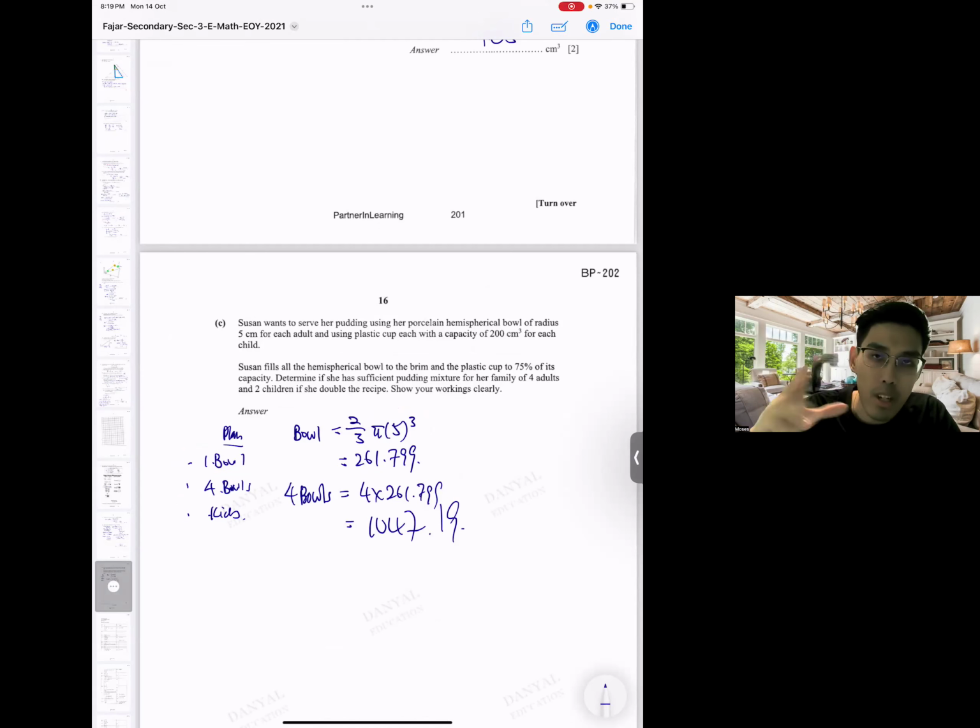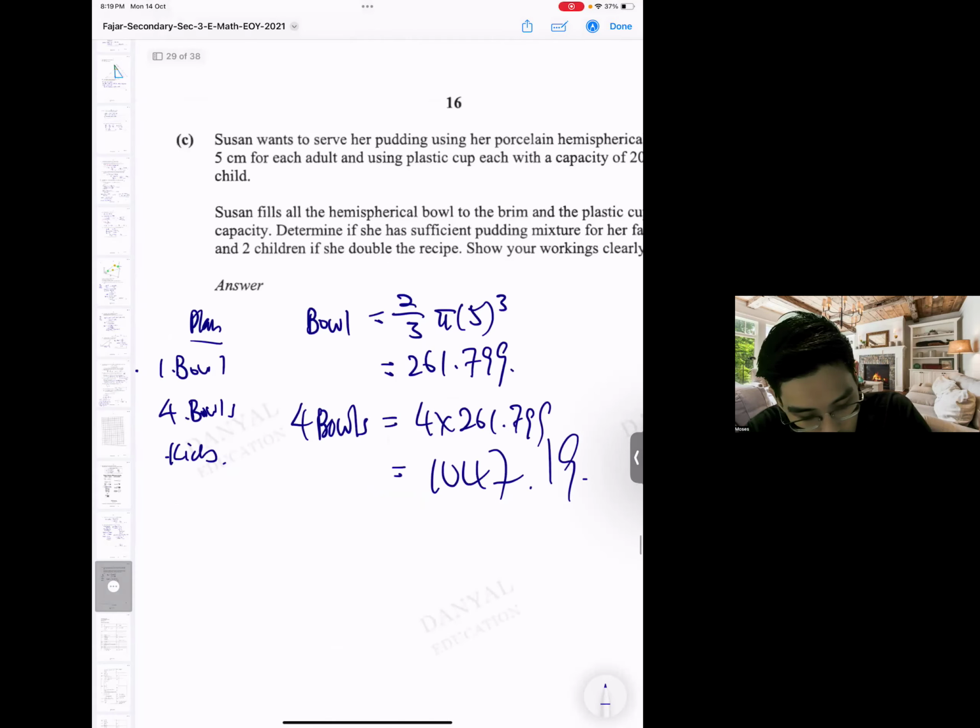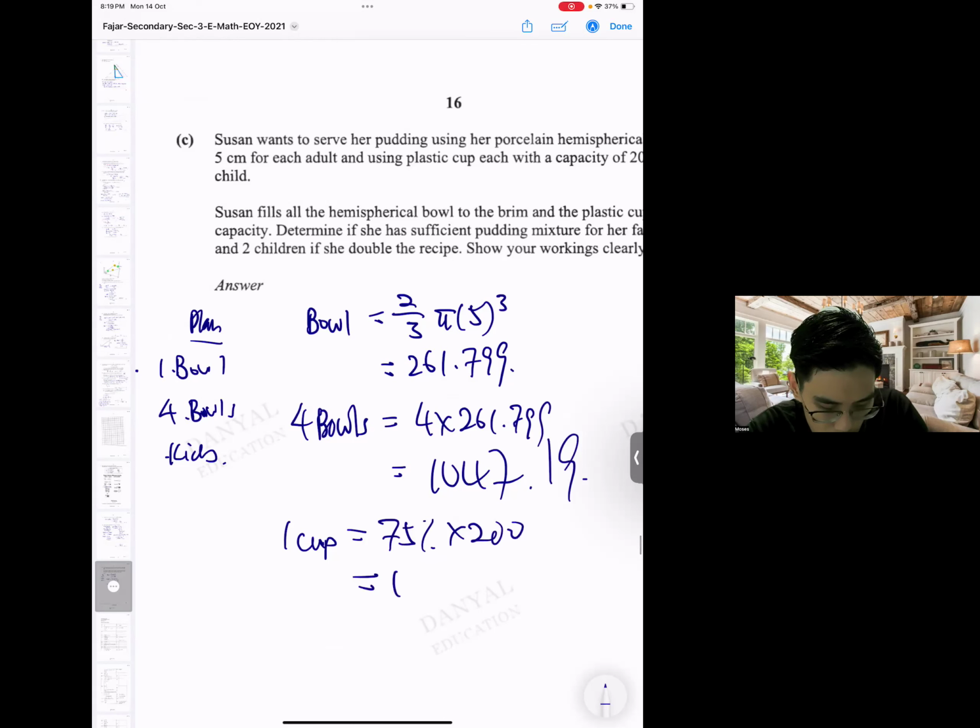Okay, by now you should know how to store and recall values. I mentioned it in paper one before. Go and try that one out as well. Okay, then the capacity of the plastic cup for 2 children. So 1 cup should be 75% of the 200, which is 150 ml. For 2 cups would be 300 ml.